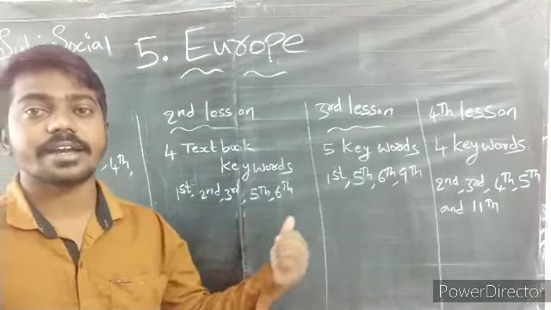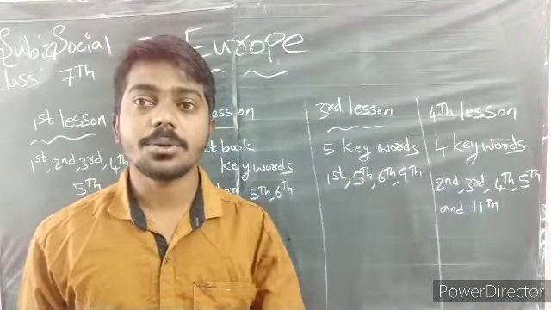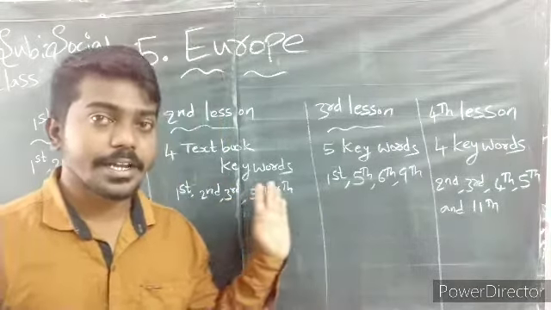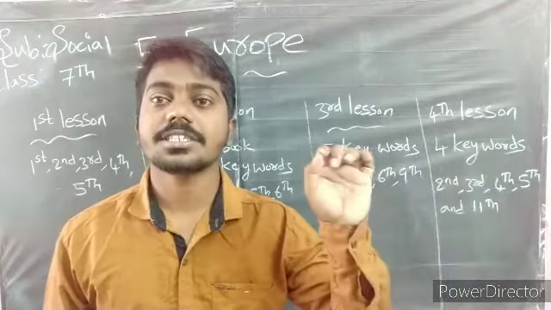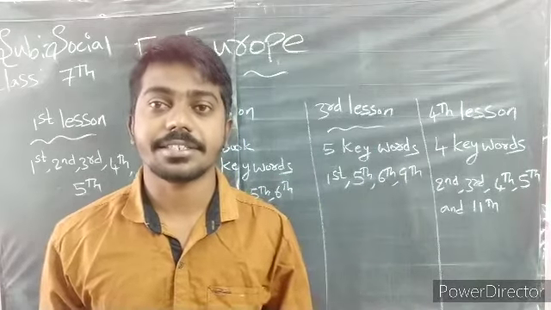Now, children, coming to the third lesson. Same, you open the textbook, third lesson, and you tick mark the 5 keywords. You have 5 keywords there. And these are the textbook questions: first question, fifth question, sixth, ninth. Only 4 questions are given in the third lesson. You tick mark all of these in the textbook.